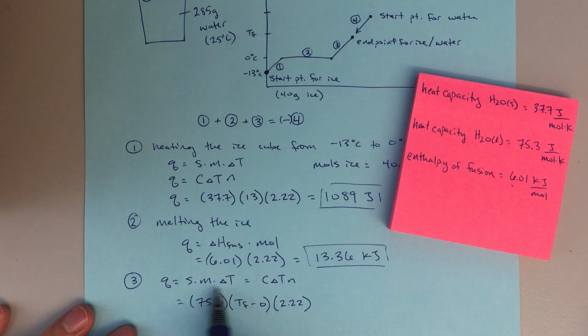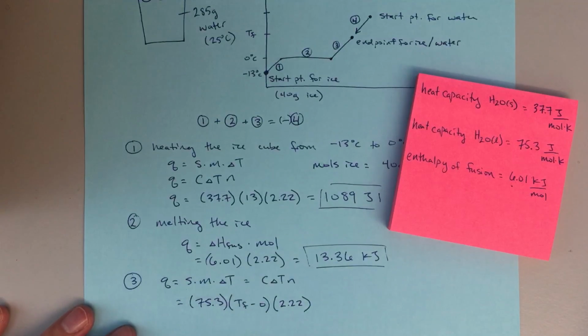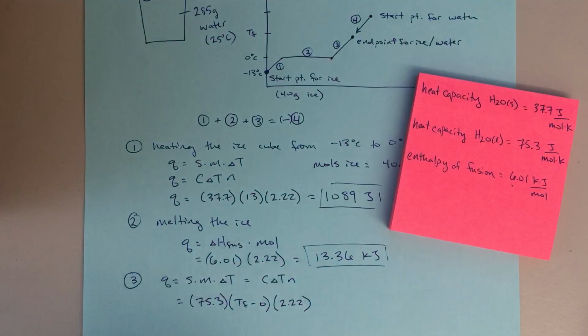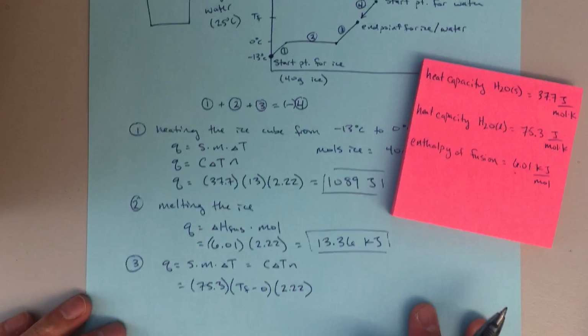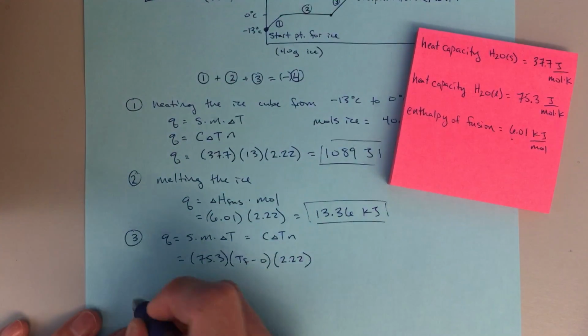Now, if you wanted to use this SM delta T and you use the 4.18 value that we're used to, then we'd have to use our mass, which would be 40 in this case. That works, should give you the exact same answer. You can definitely do it that way. Let's move to step 4.